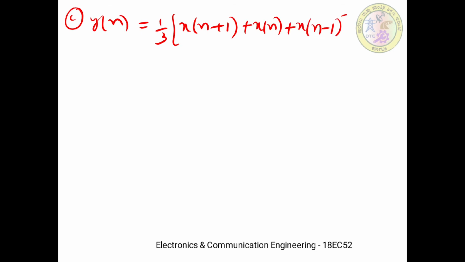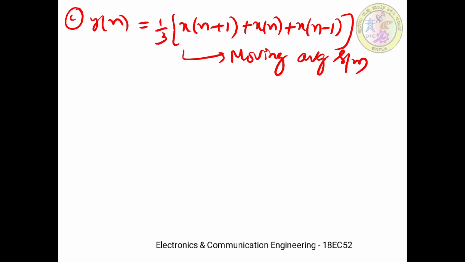So our y of n is equal to 1 by 3 times x of n plus 1 plus x of n plus x of n minus 1. Now this system is an averaging system, so it can be called a moving averaging system. It is an average of 3 samples of x of n.